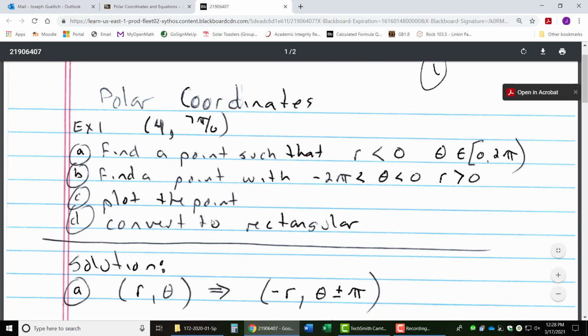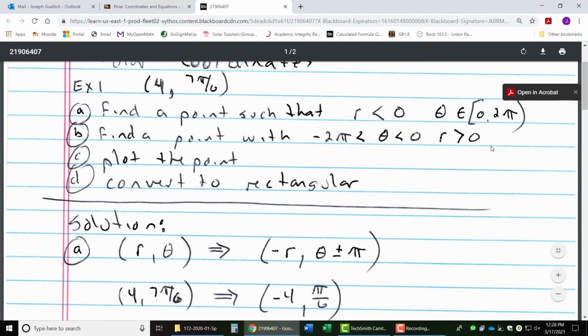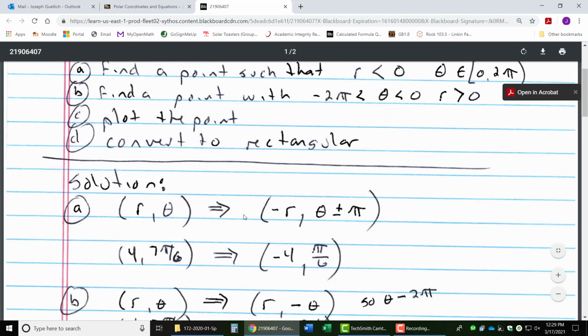Okay, so for positive theta and negative radius, we are going to take the radius, put a big old negative in front of it, and then take the theta, and depending on whether we want the answer positive or negative, add or subtract pi. So in this case we want it positive, so we subtract the pi: 7 pi over 6 minus pi, pi over 6. There you go.